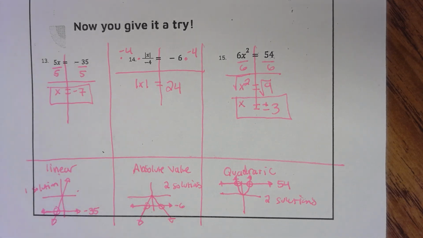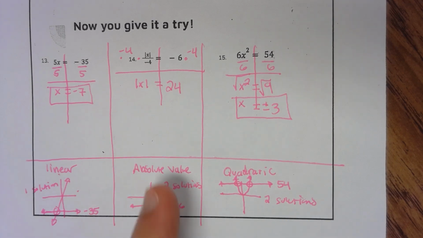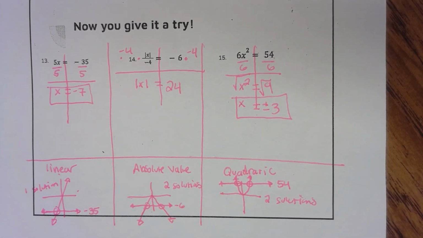I see 5 times x equals -35. I can undo the multiplying by 5 by dividing by 5. -35 divided by 5 is -7. Then I have the absolute value of x divided by -4. I need to multiply both sides by -4. And I get the absolute value of x equals +24.